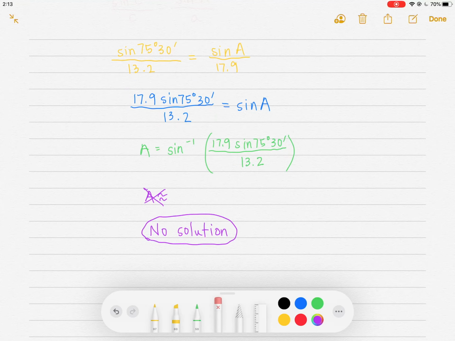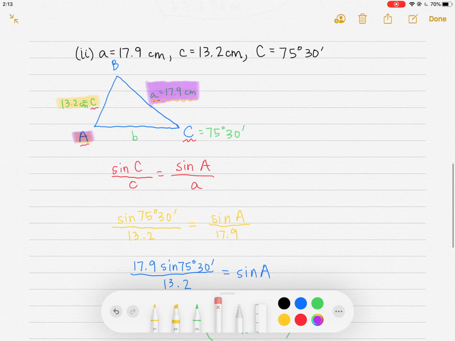And so that is the downfall of the law of sines. When you are given two sides and one angle, and that angle is opposite one of your sides, you will be using the law of sines.